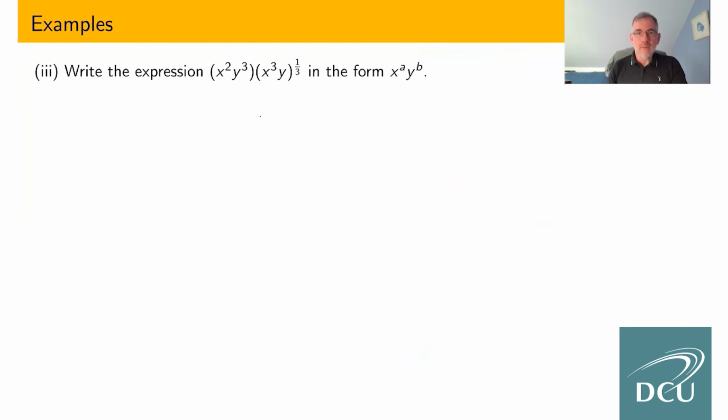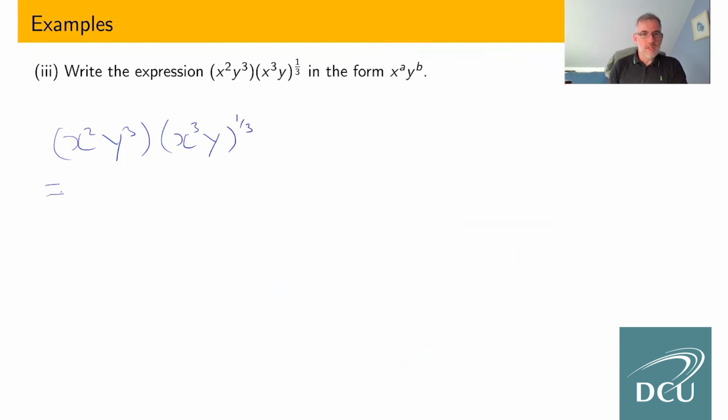Our last one now, looking a little bit more complicated at this stage. Again, we're going to simplify this to write it in a single expression with just one power of x, or a certain power of x, and a certain power of y. So we want to figure out what's the number a and what's the number b. Okay, so let's again start as usual just by rewriting the expression. So I have x squared by y cubed, then we have x cubed y to the power of 1/3.